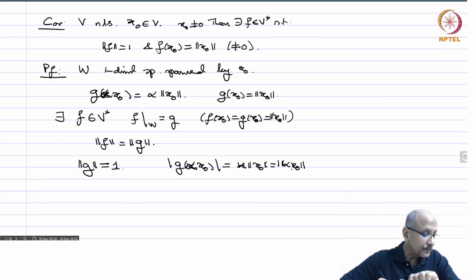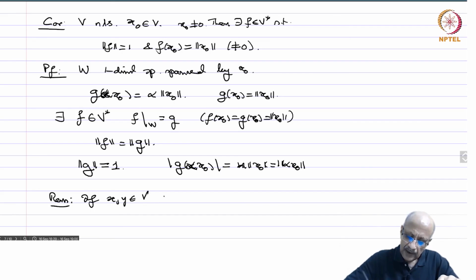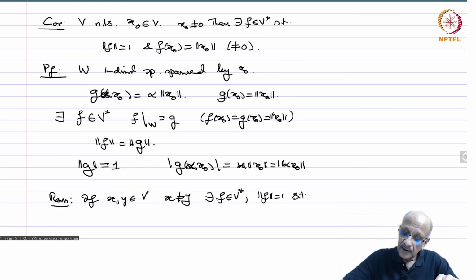So in particular, remark: if x, y are in V and x is not equal to y, there exists f in V star, norm f equal to 1 such that f of x is not equal to f of y. All you have to do is look at x minus y, which is not 0, and therefore you can find an f with norm f equal to 1, f of x minus y is norm of x minus y, which is not 0, and therefore f of x is not equal to f of y.